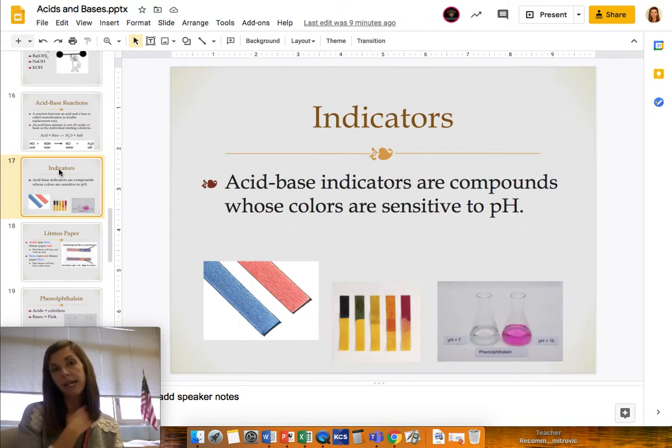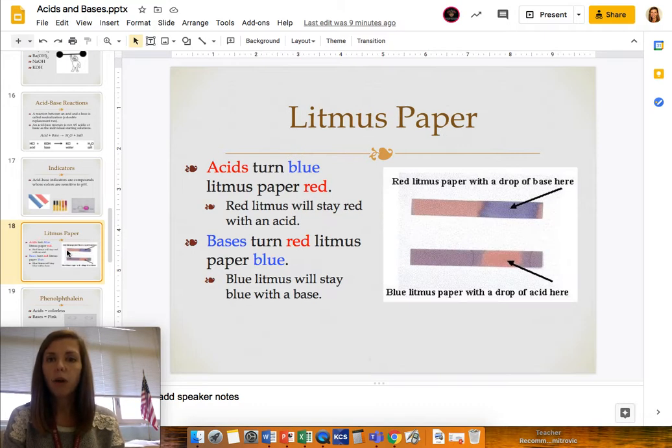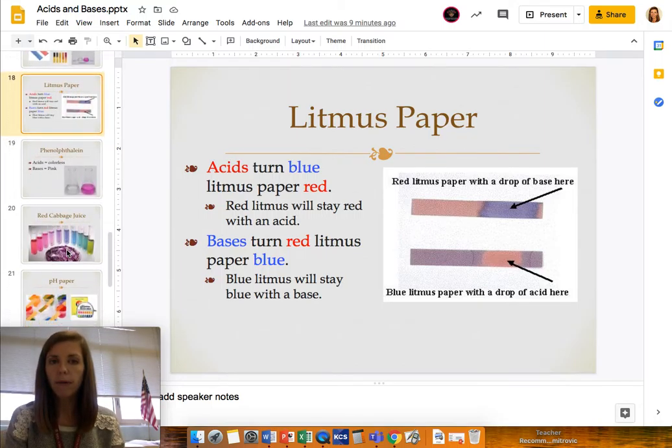And there are indicators that tell us whether something is an acid or a base. These are sensitive to the pH, and we'll talk about pH in the next video, okay? One of those indicators is litmus paper. So, the litmus test: acids turn blue litmus red. So red litmus stays red. Bases turn red litmus paper blue. Bases, blue. Those go together. They both start with the letter B. And blue litmus will stay blue if dipped in a base. That stays the same color.